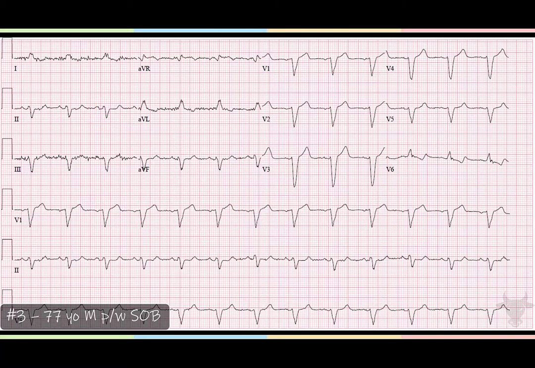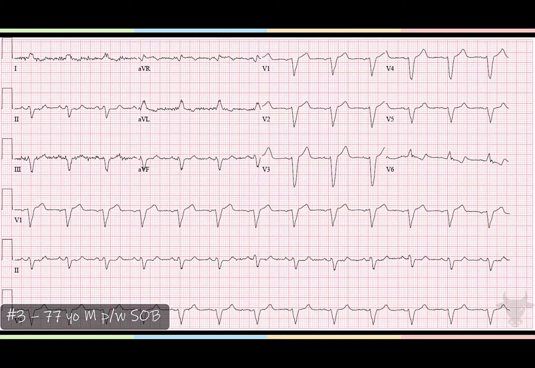And now I'm going to look at the axis. It's up in lead 1 and it's down in aVF. So that means there's a left axis deviation. So we have a left axis deviation to explain. And now let's move on to the intervals. I see that the PR interval is normal. The QRS is wide. The QT looks fine. So now we've also got a wide QRS to explain.